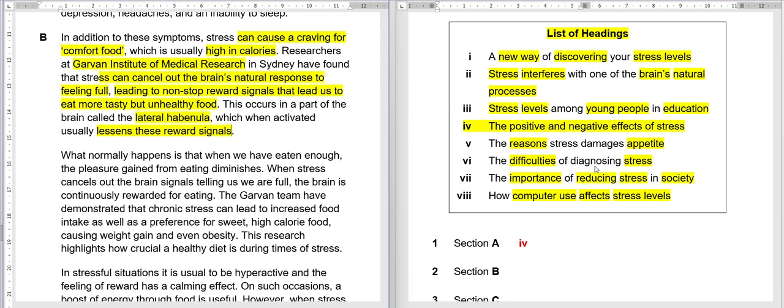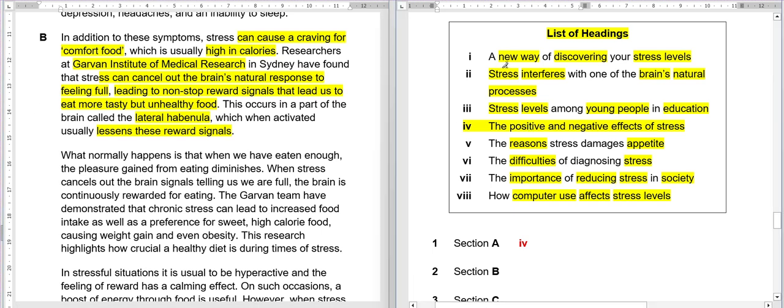Now you will have about 10 seconds. Tell me whether you think any option is the answer for this particular heading, B paragraph, B section, and your 10 seconds start now. Okay, time's up. Let's read the options together.